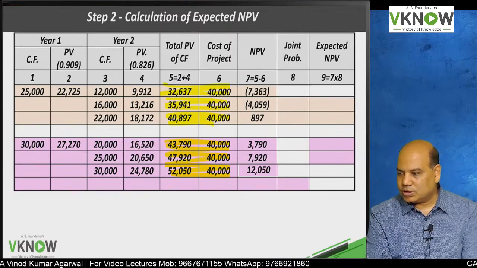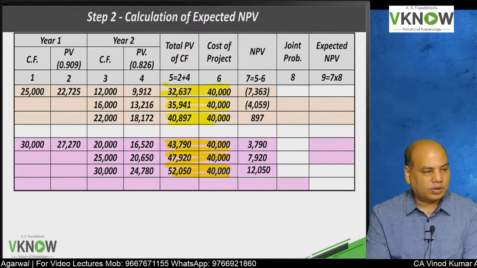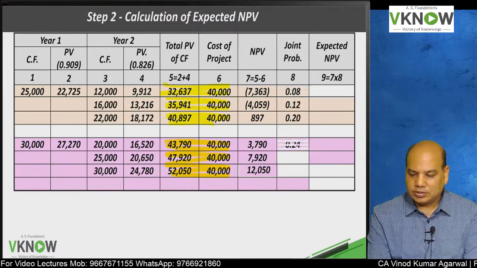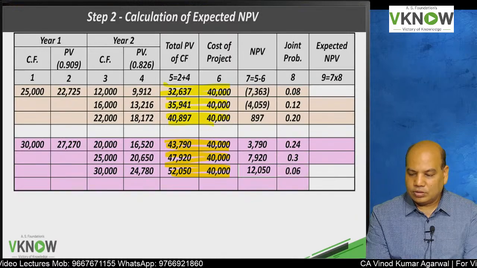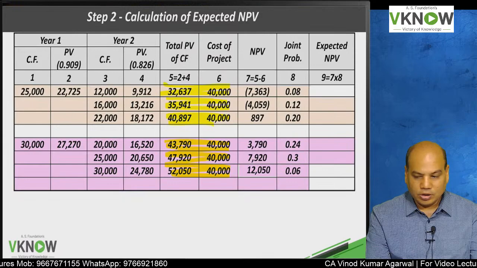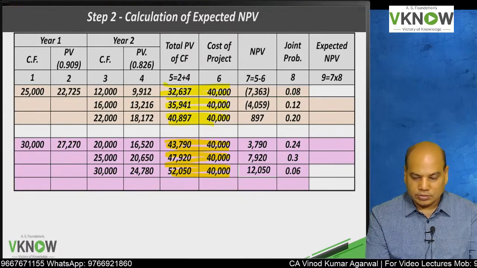Up to this is right? Yes or no? Yes. Now we'll go to joint probability. Copy from the decision tree where we have drawn decision tree. On the right side we have written joint probability. So you also write it down.